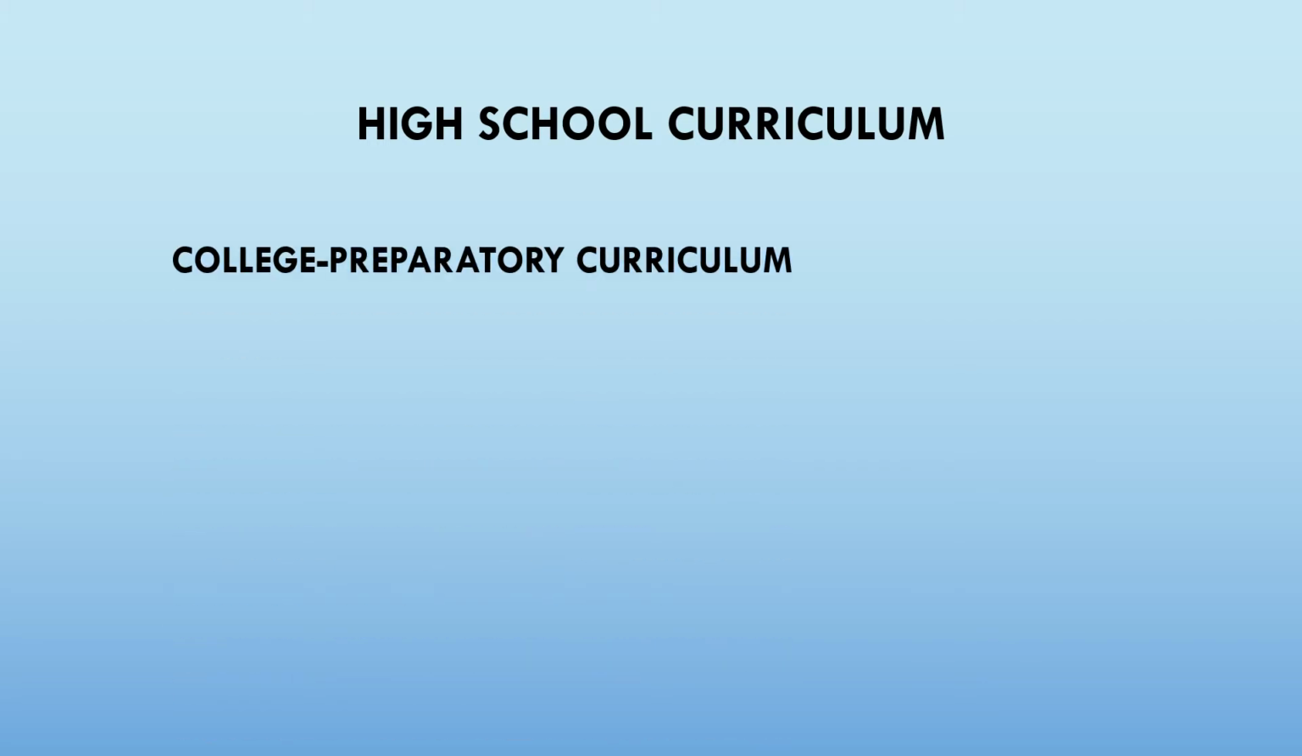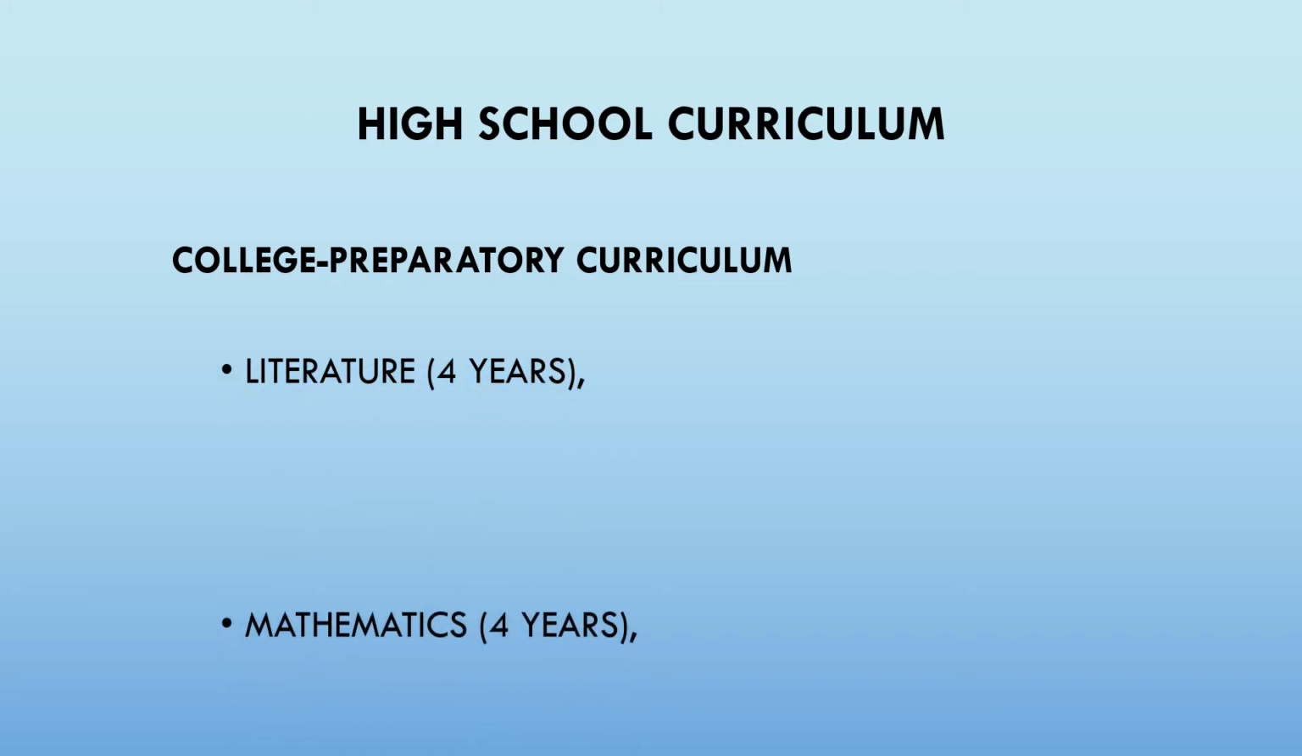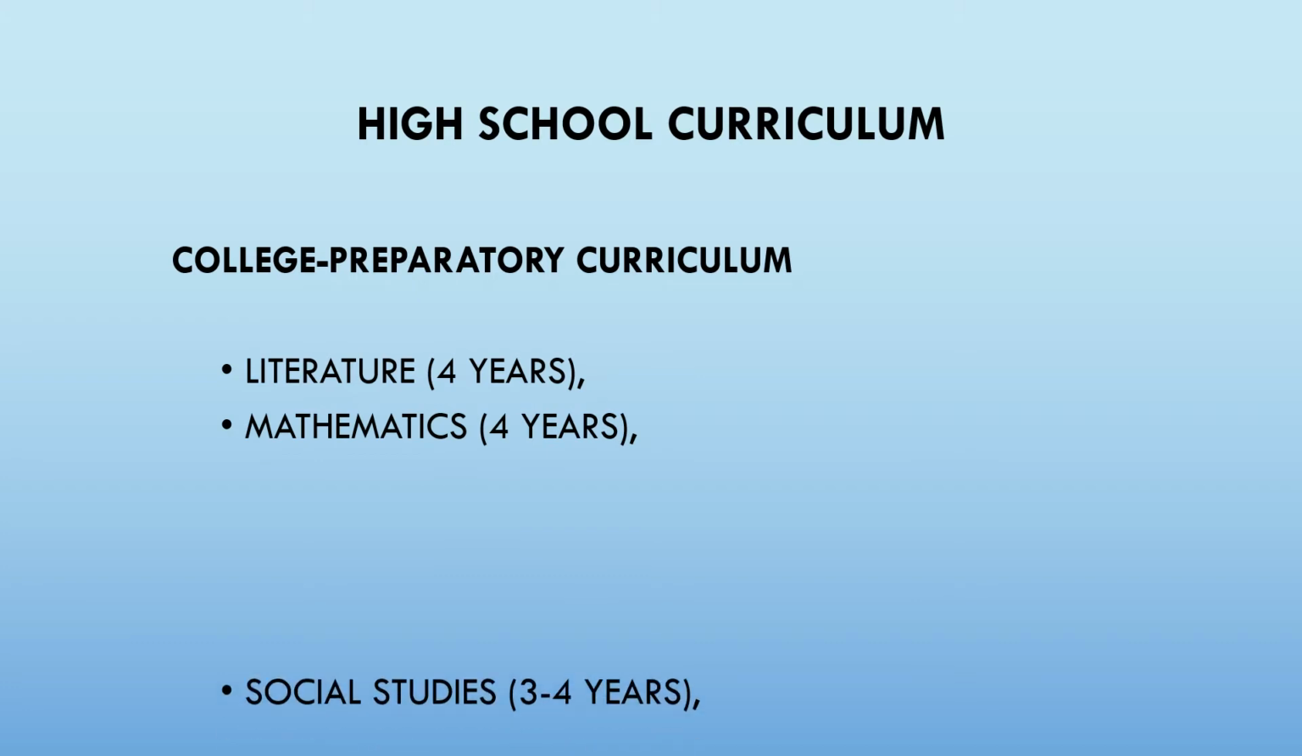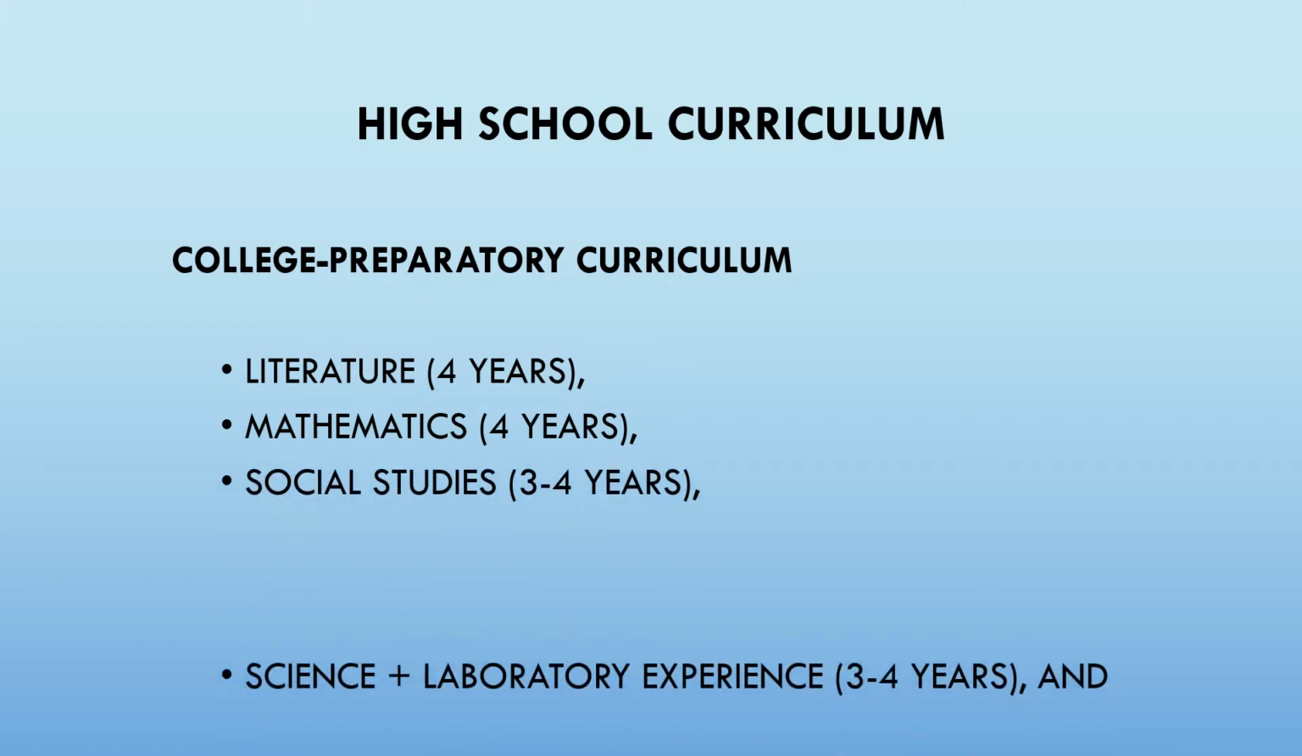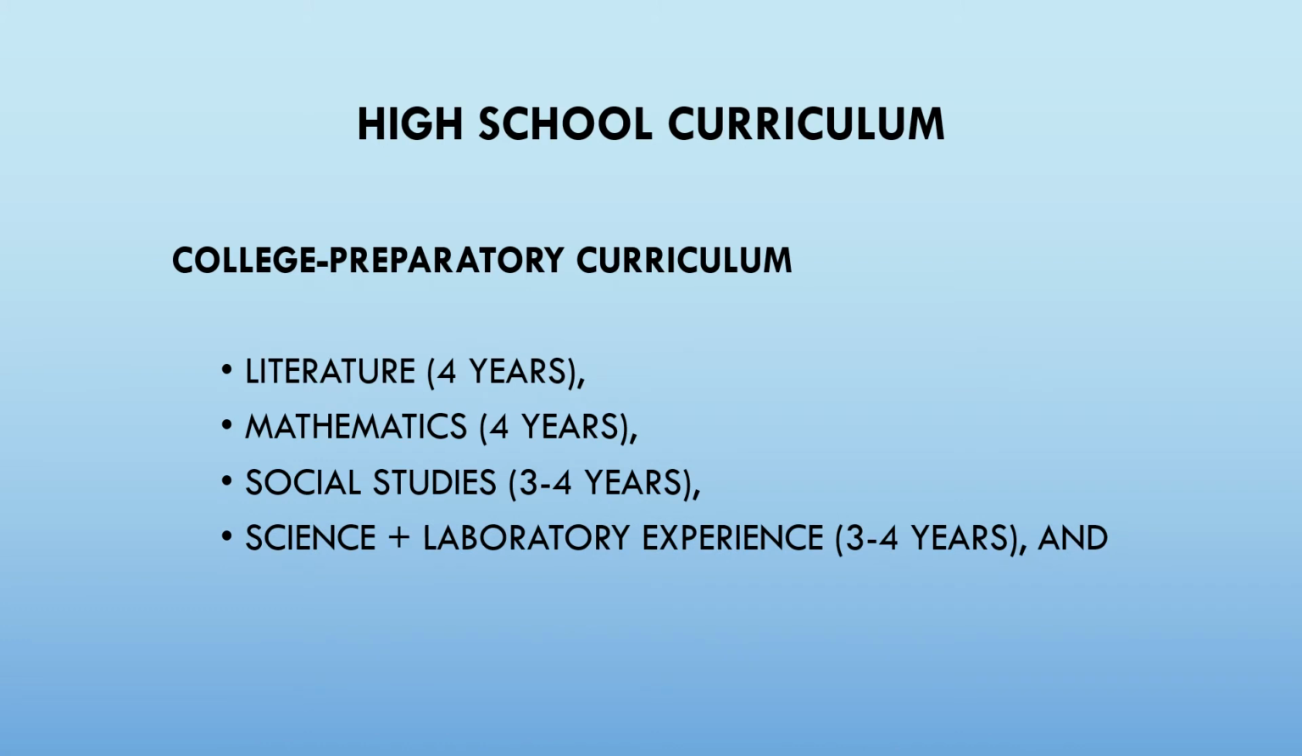Most selective and highly selective institutions look for a college preparatory curriculum from applicants for undergraduate admission. Generally, students are expected to successfully complete 4 years of literature, 4 years of mathematics, 3 to 4 years of social studies, 3 to 4 years of science, including laboratory experience, and 2 to 4 years of foreign language. However, accommodation is typically made for foreign educational systems that do not offer all of these courses.